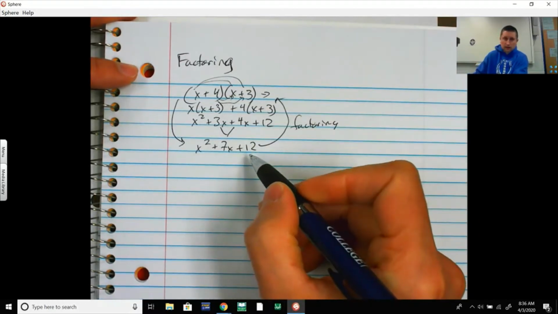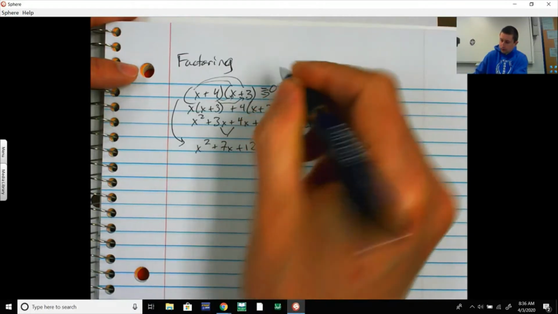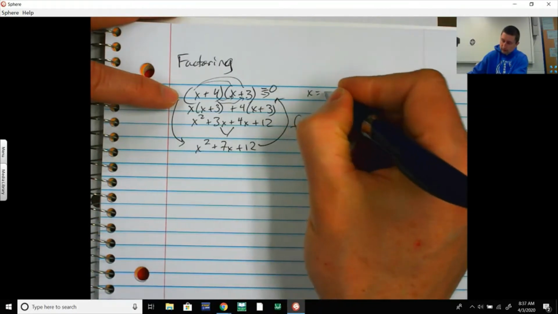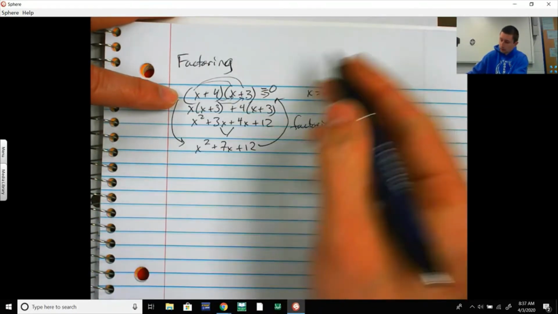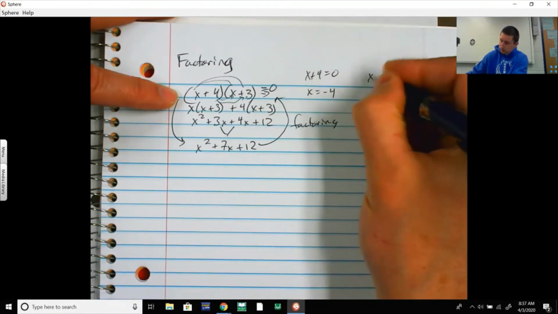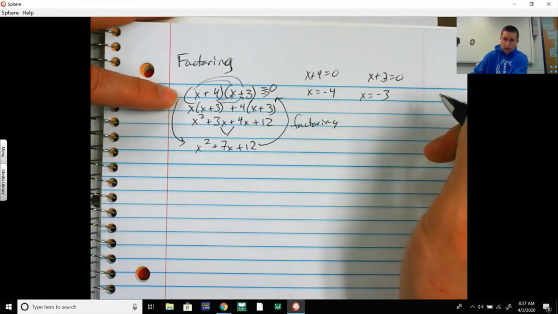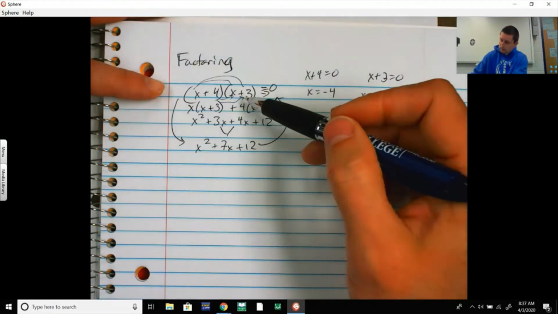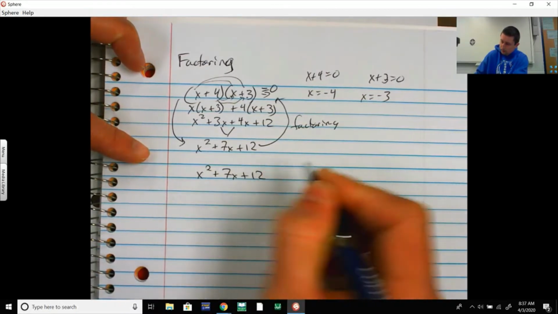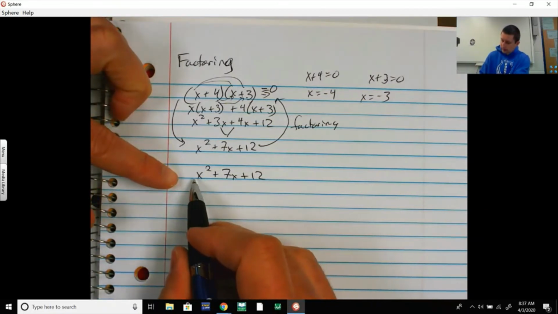Factoring is when you start with this and you want to end up with this. Because if you want this to equal 0, this is where you get your zeros. So where does x plus 4 equal 0? So you'd say, okay, x equals negative 4, that would give me a 0. Where does x plus 3 equal 0? And that would be x equals negative 3. Okay, those would be the answers to that equation. So when we factor, we're going to have something like this, x squared plus 7x plus 12. And all of them that you can do today, I'm going to give you the shortest cut I can.